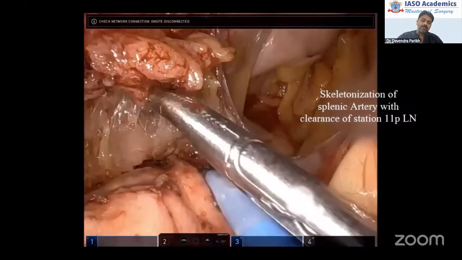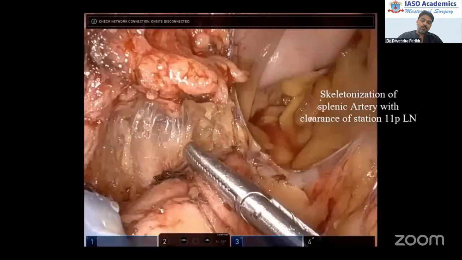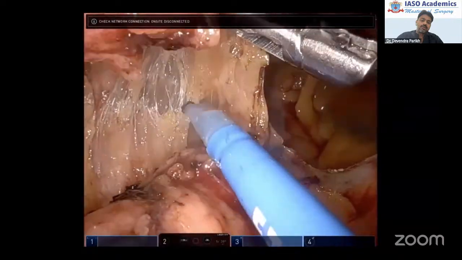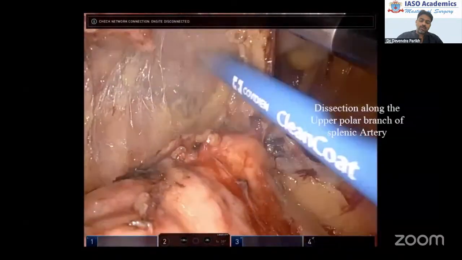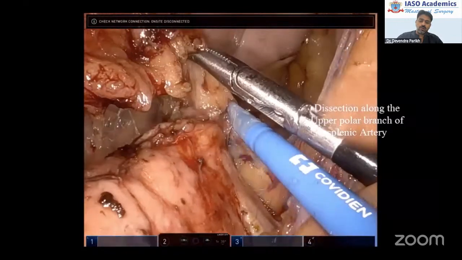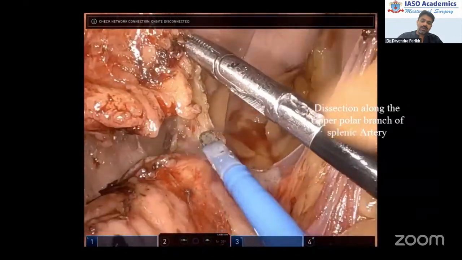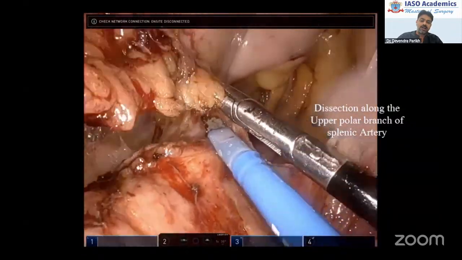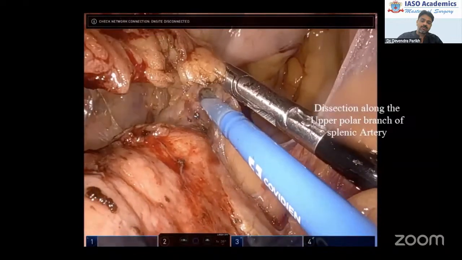As you can see here, with the combination of monopolar and the LigaSure we are working here. Usually I try and keep the energy devices in combination. So if I'm using the Harmonic, then I'll keep the bipolar in the other hand. If I'm using the monopolar, then I'll try and keep the LigaSure as a standby as and when required.